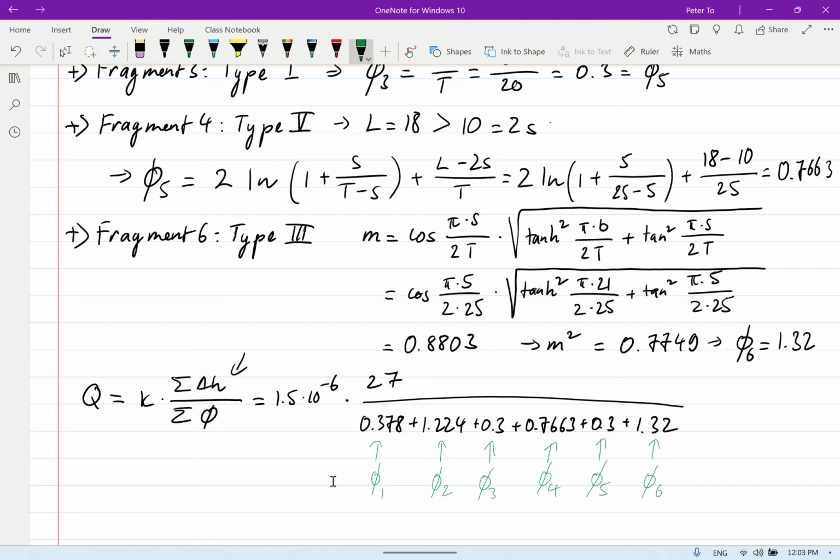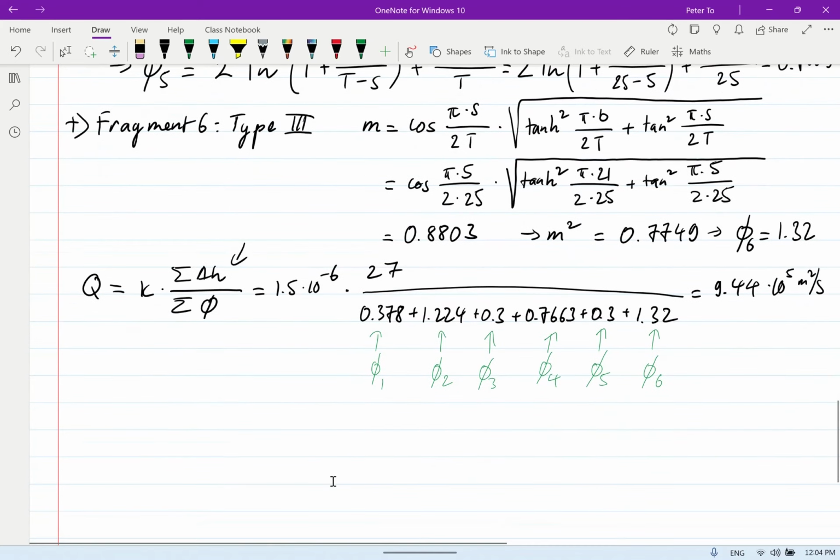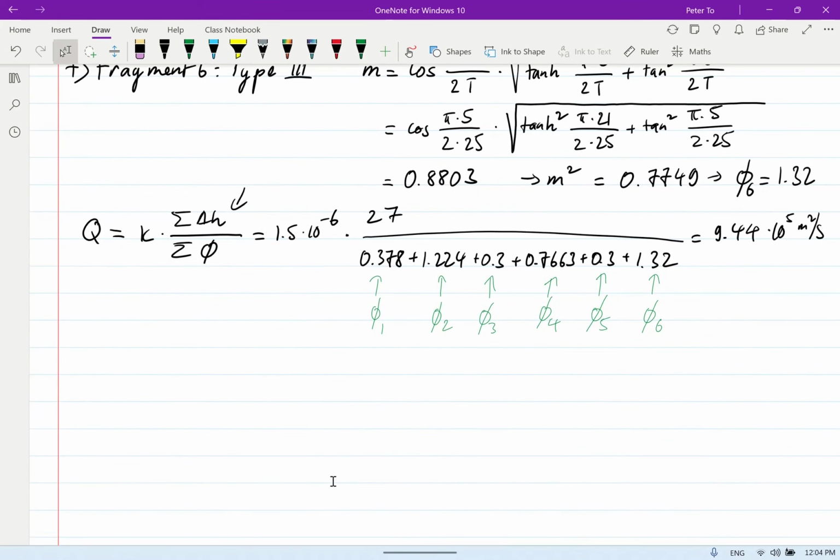All of this we just calculated, and from here I have my discharge of the seepage underneath equal to 9.544 times 10 to the minus 5 meter square per second. The reason why it is meter square per second is because we are calculating for 1 meter length of the dam. So therefore, if you multiply by 1 meter length, you will get cubic meter per second. Alright, so that is the first question.